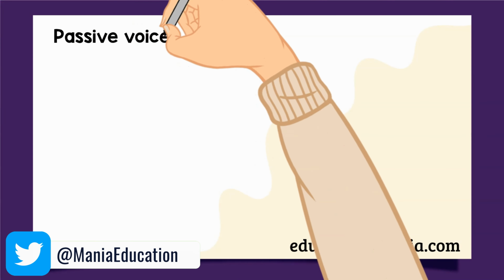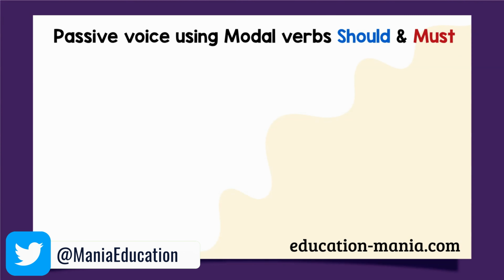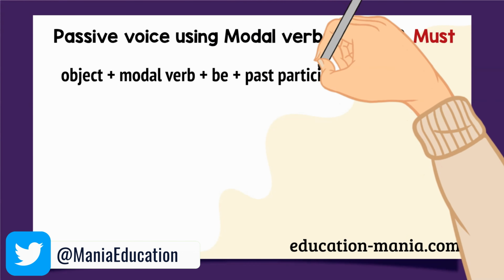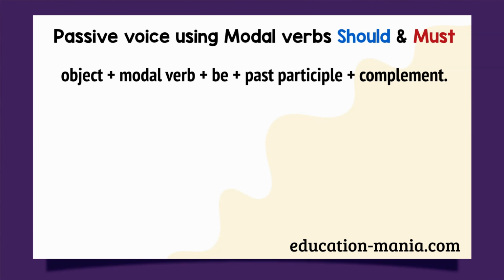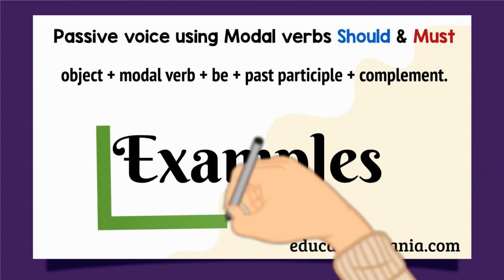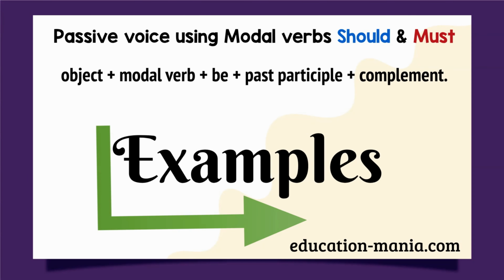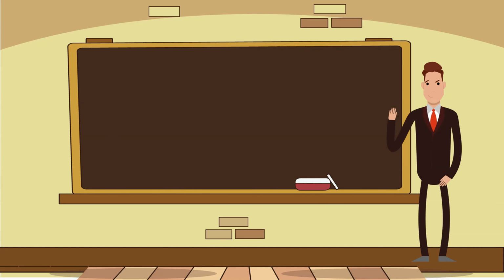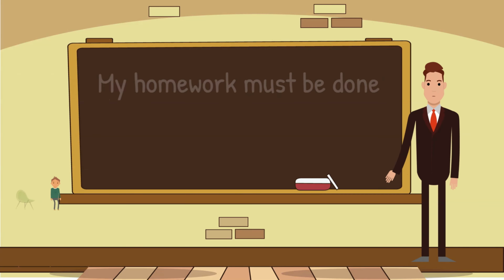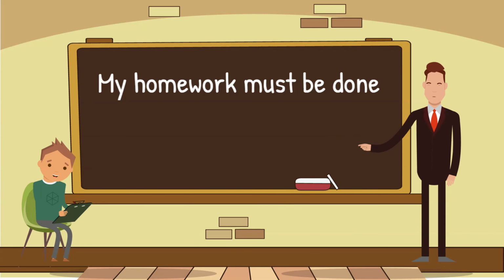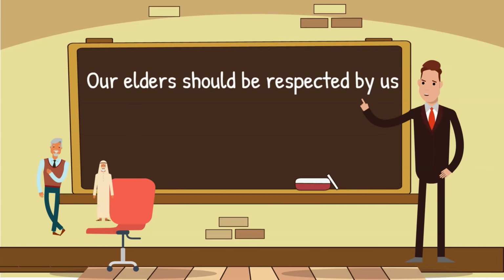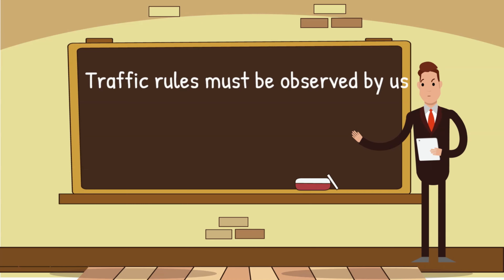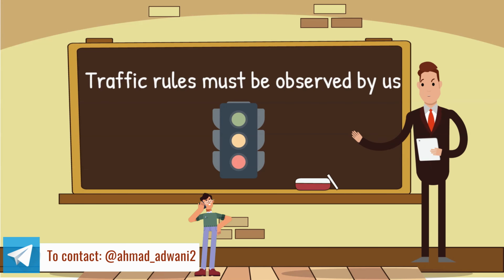Passive voice using modal verbs should and must. Object plus modal verb plus be plus past participle plus complement. My homework must be done. Our elders should be respected by us. Traffic rules must be observed by us.